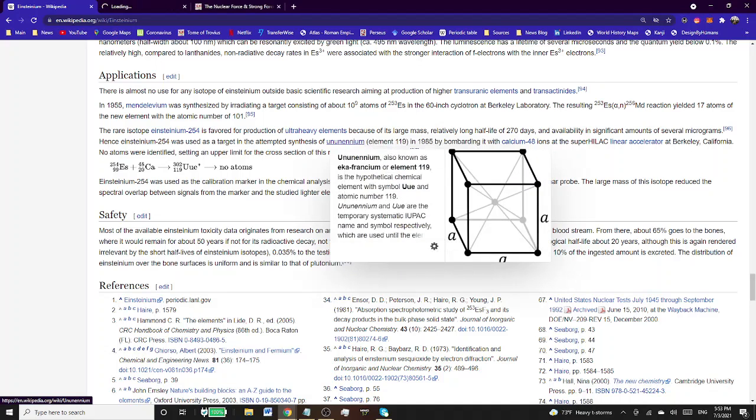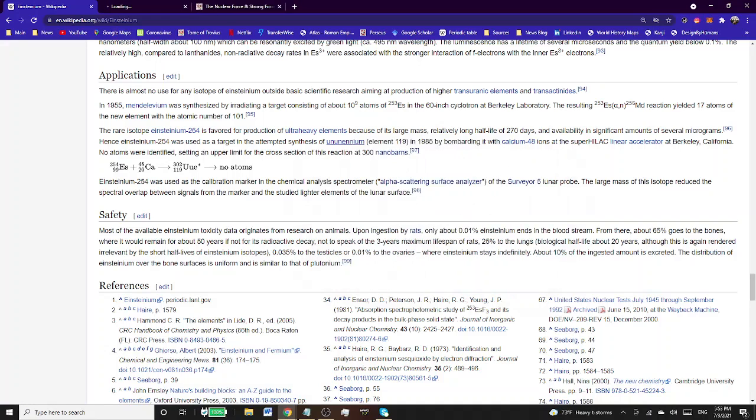Ah, here we go. This is interesting. They tried to bombard it with calcium at the Superhelix Linear Accelerator in Berkeley, California, and it didn't work. Not effective.